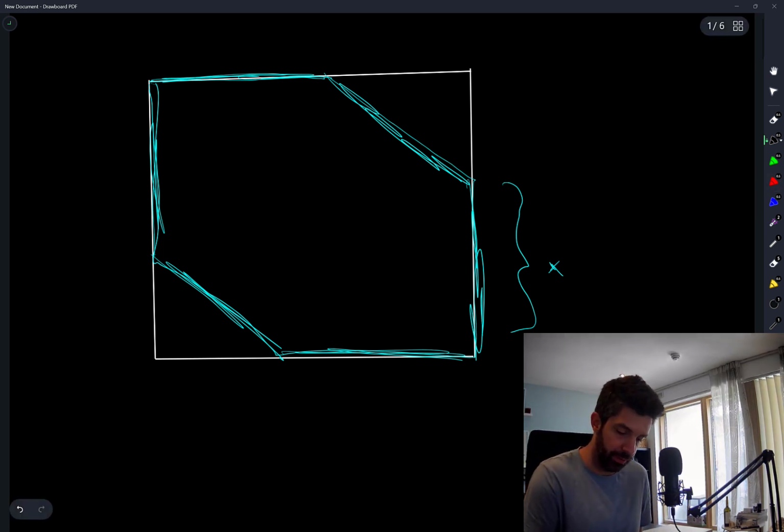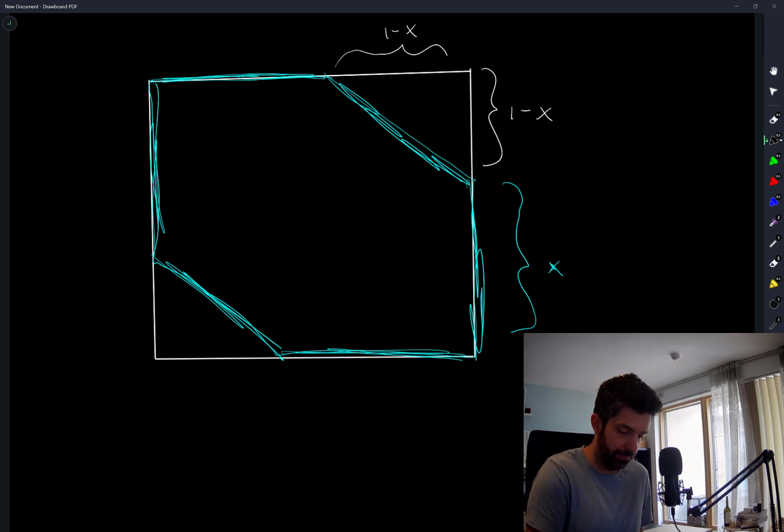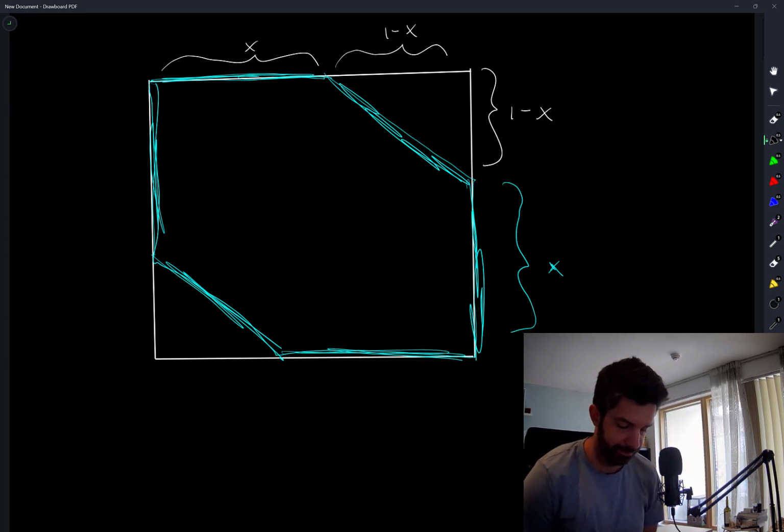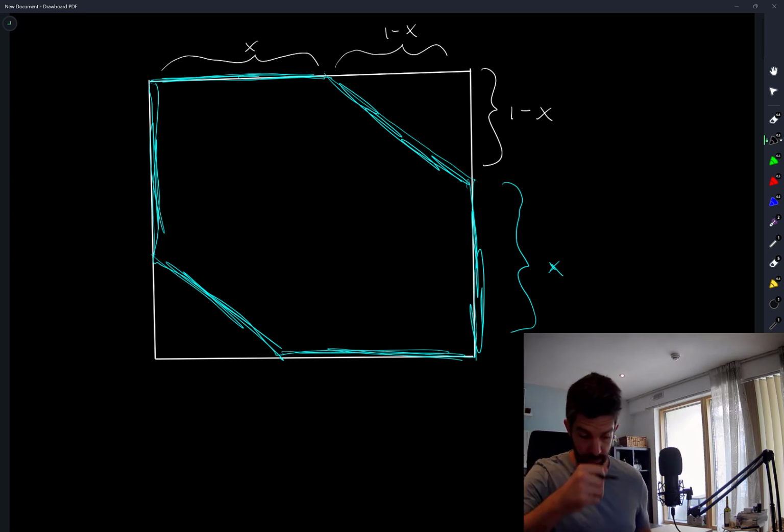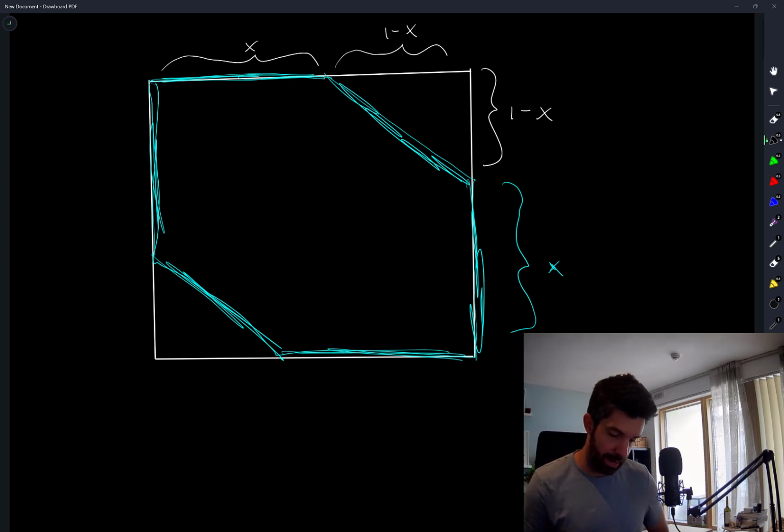So that, of course, means that this is 1 minus x. This, of course, will also be 1 minus x. And this is x. And the additional piece of information we need to solve this is that this here is equal to x.